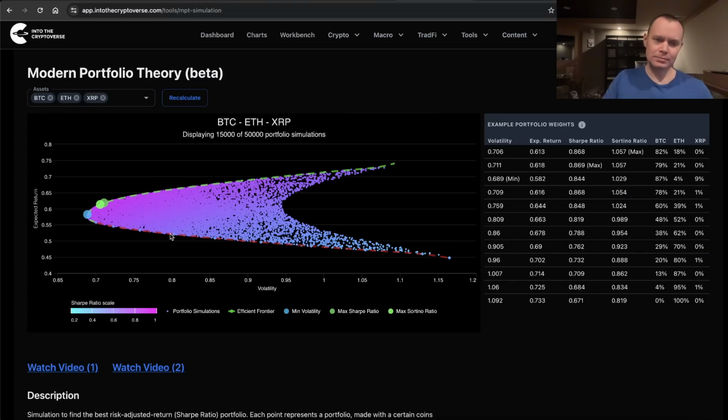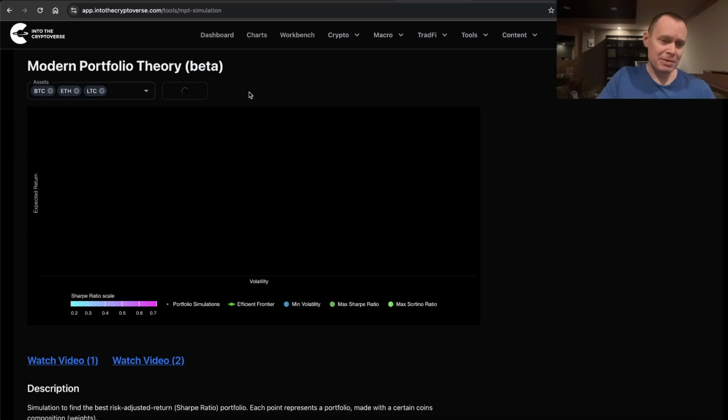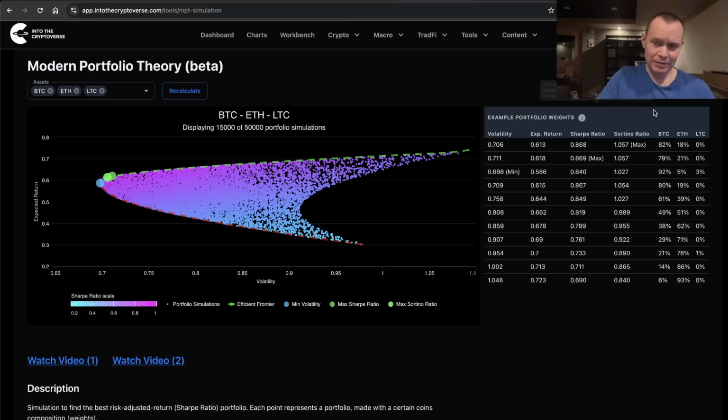Now, we could throw on some other assets here as well, right? We could look at Litecoin. Let's calculate it out with Bitcoin, ETH, and Litecoin, and see if it gives us anything different. It doesn't, right? It's still 82% Bitcoin, 18% ETH, 0% Litecoin. Or for the other one, the Sharpe ratio, 79% Bitcoin, 21% ETH.